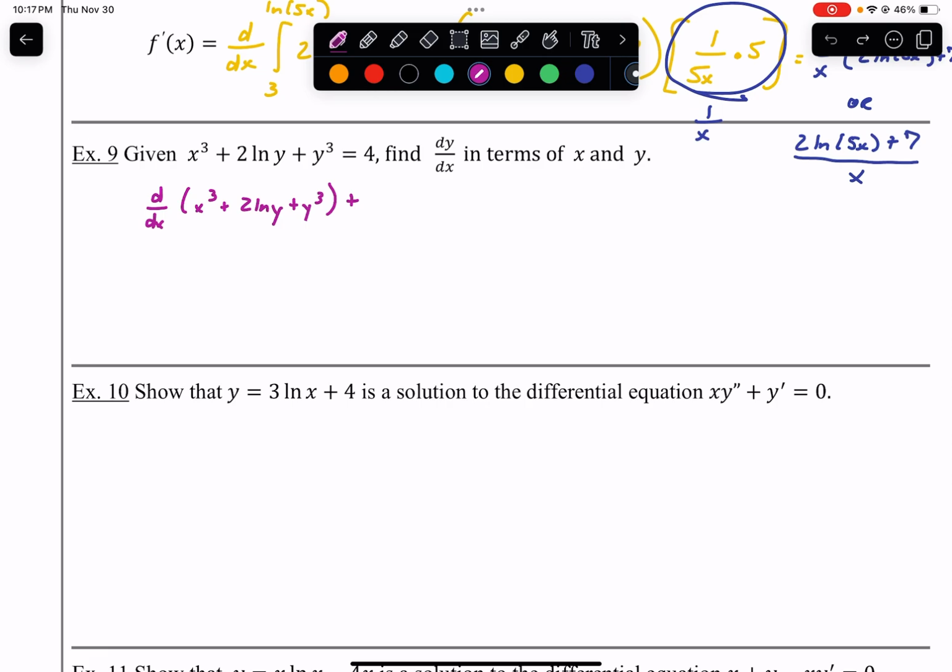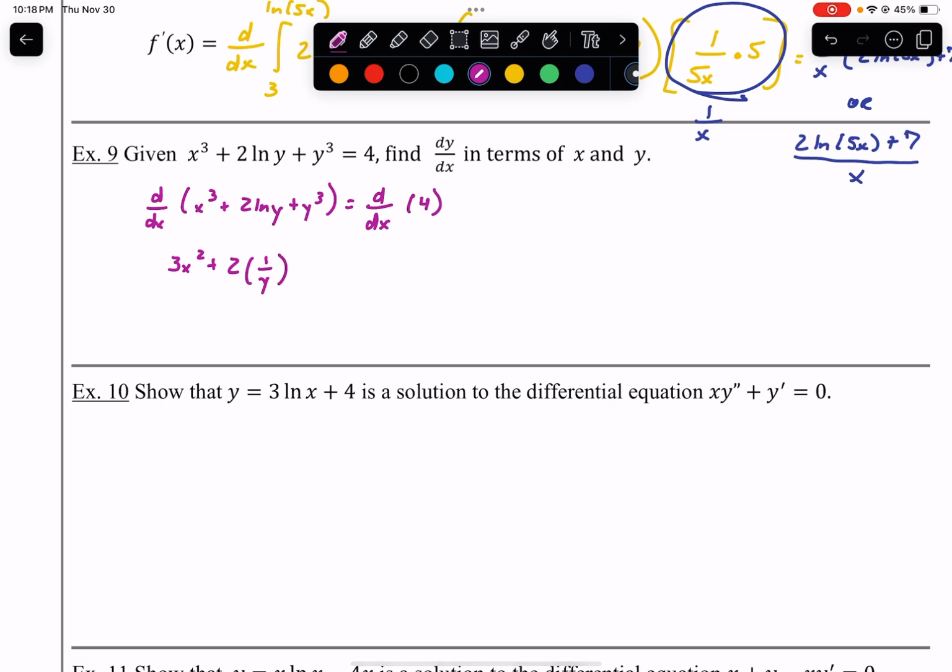Oh, not plus. I'm going to take the derivative of both sides. So when I take the derivative of x cubed, I get 3x squared. 2 ln of y gets a little interesting. So you have 2, and then the derivative of natural log of y, you remember that's supposed to be 1 over u, quote unquote, so that's y, times the derivative of y.